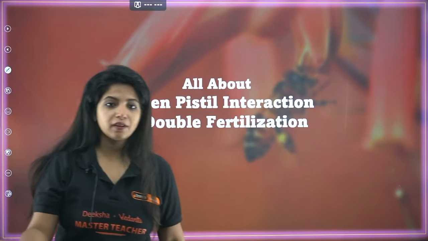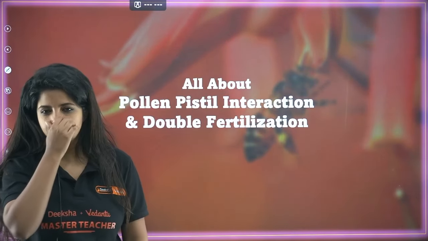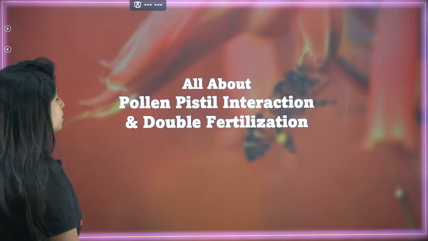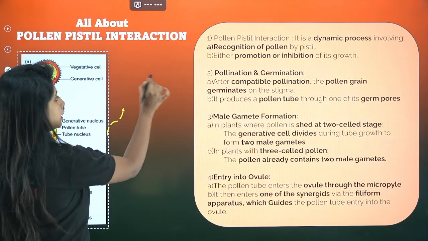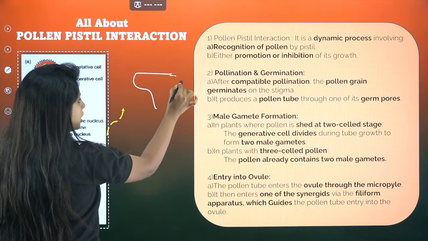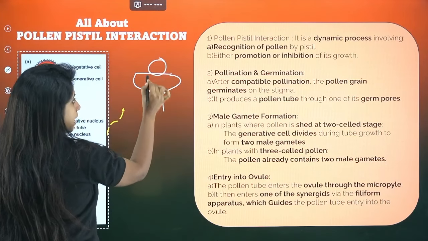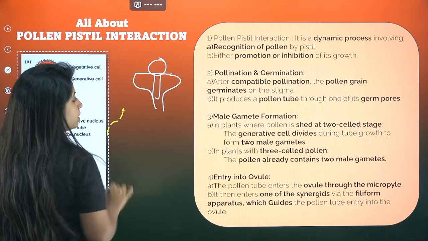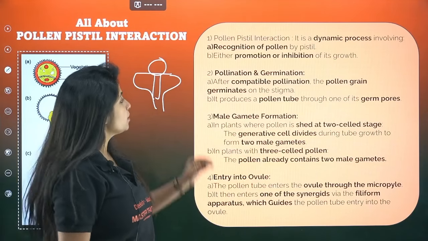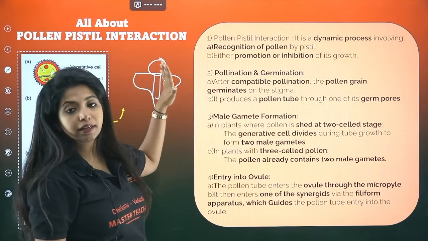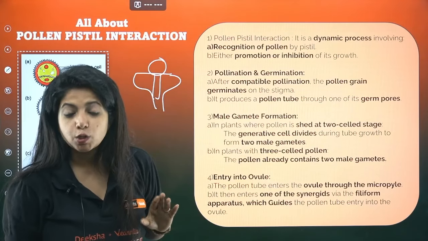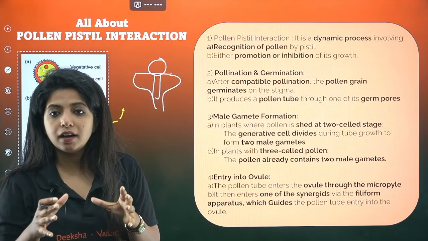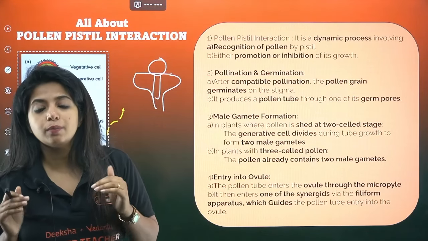Pollen-pistil interaction. Since anyway we are talking about fertilization, double fertilization, all of it, let's talk about this pollen-pistil interaction. So my dear children, I already told you that basically the pollen grains have to land on the stigma, and then it will form the pollen tube. But this is not an easy process. There are some chemical signals happening over here. It can either inhibit the growth of the pollen tube or promote it. So there should be some chemical recognition happening, then only it will go ahead.